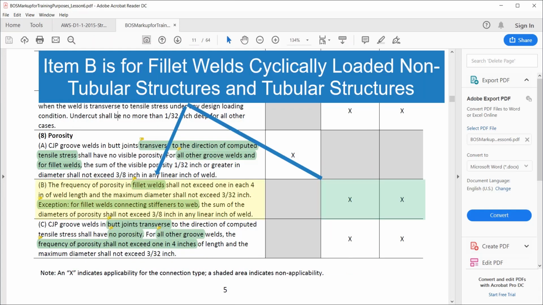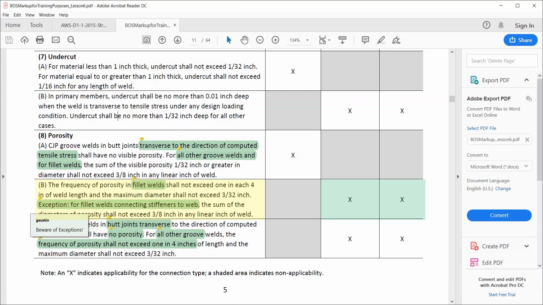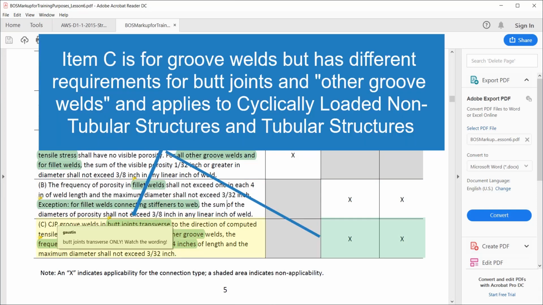So for the other categories, the frequency of porosity in fillet welds shall not exceed 1 in each 4 inches of weld length, and the maximum diameter shall not exceed 3/32. Notice there's an exception: fillet welds connecting stiffeners to webs. The sum of the diameters of the porosity shall not exceed 3/8 of an inch in any linear inch of weld. And the next category, CJP groove welds and butt joints transverse.